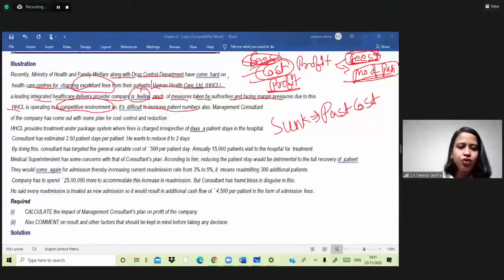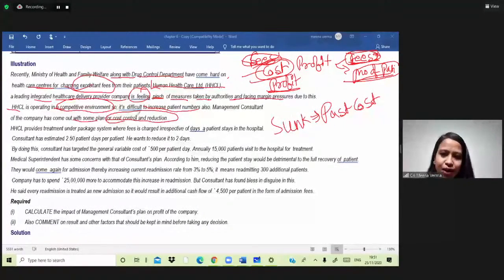And this is what the organization is trying to do. They are trying to find out the way. This is what we have already discussed. If you cannot increase your revenue, you should try to find a way to reduce your cost in order to increase the profitability. And the same thing the organization is doing here. The management consultant of the company has come out with some plan for cost control and reduction, and therefore they are trying to find a way to control or reduce the cost.